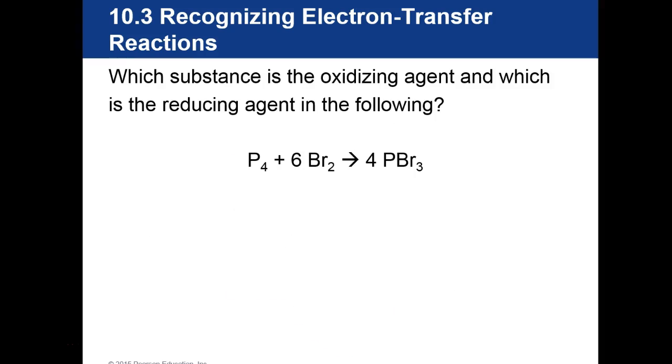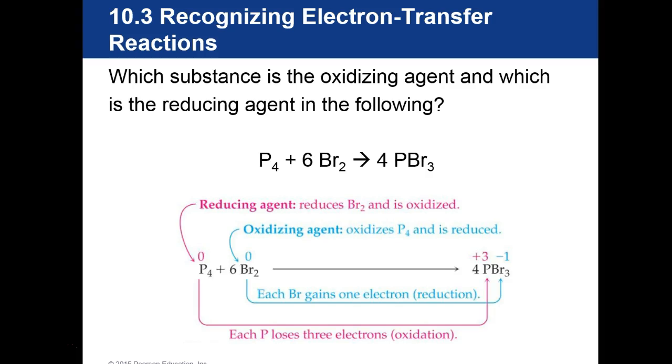So which substance is the oxidizing agent and which is the reducing agent in the following? The reducing agent would be P4, it reduces Br2 and becomes oxidized. So the oxidizing agent oxidizes P4 and is reduced. So each bromine gains 1 electron, which is the reduction, and each phosphorus loses 3 electrons, which is oxidation.